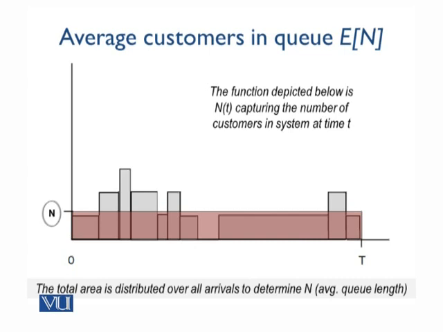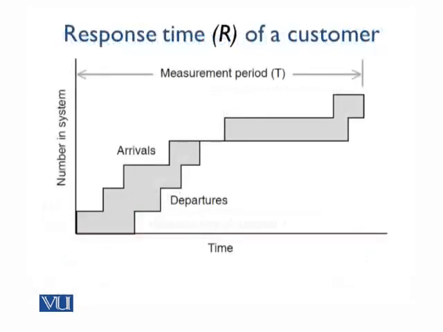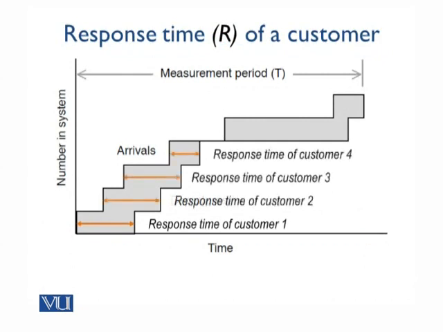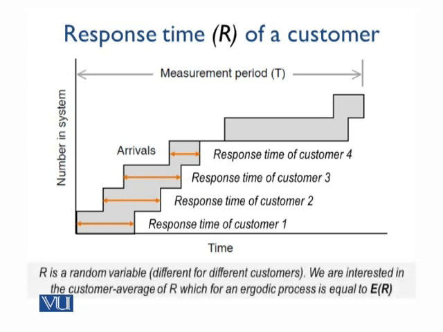If you are going to consider this graph for a long time, this will converge to the expected value of n. We can also consider another average, and for that we will have to break down the total area into response times. And for that, let us go back and consider what response time is. So on the slide now, you can see that response time of customer 1 is shown, and similarly for the other customers. It is the time between the arrival of customer and the departure of that customer.